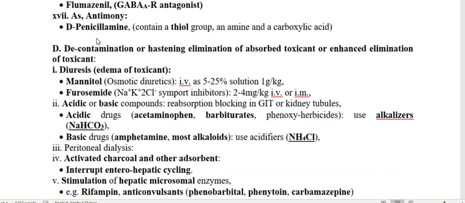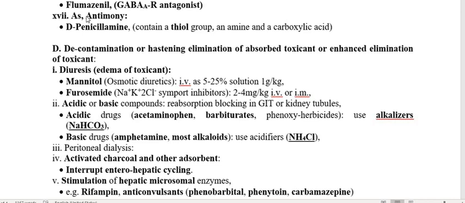Now we have to go through toxicants like poisons, such as arsenic and antimony. For that, again, D-penicillamine is the antidote we have to use, as I mentioned earlier. Most of the heavy metals, like arsenic, antimony, lead, and mercury, have the property to bind with the thiol group present in the body.